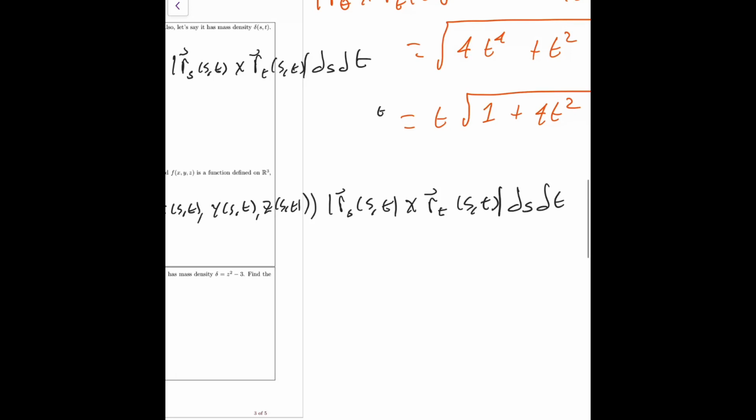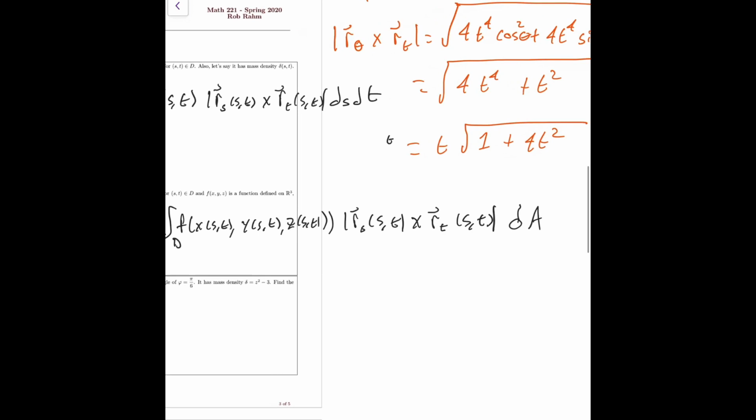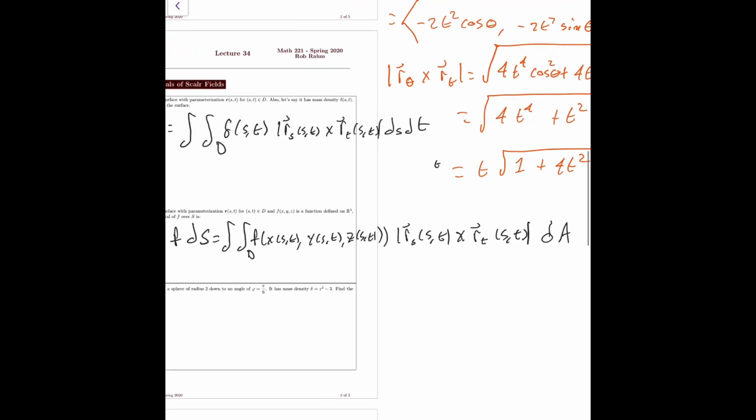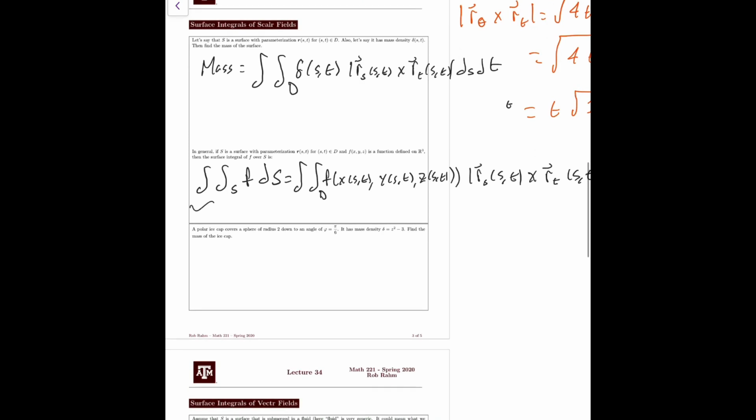ds dt. But really, instead of writing ds dt, what we should be writing here is dA in the st plane. The dA is the dA in the st plane, and we're integrating over the parameter domain D. So this surface integral is defined as its own thing. One way that we can compute it, if we have a parameterization, is this formula right here. And essentially, this is the only practical way to compute a surface integral of a function like this.